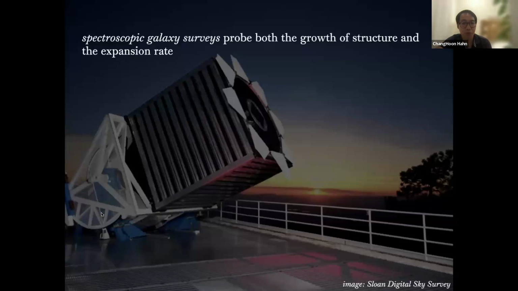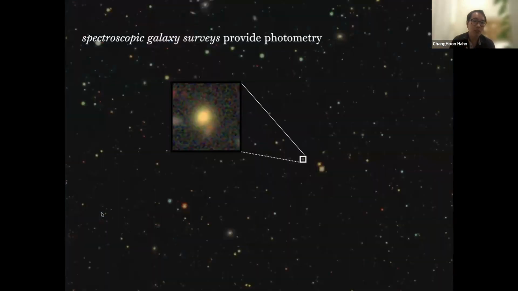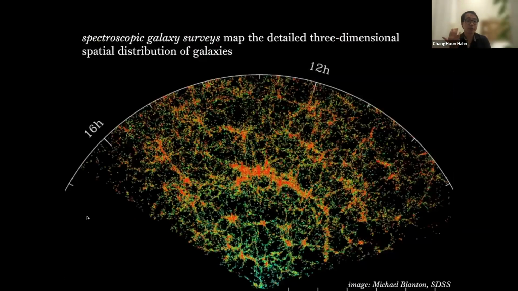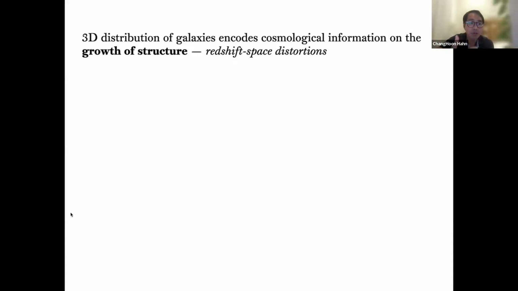So one way we can address both the S8 and H0 tension is with spectroscopic galaxy surveys that allow us to probe both the growth of structure and the expansion rate of the universe. Spectroscopic galaxy surveys provide the photometry, and they also provide spectra of galaxies that then allow us to produce detailed three-dimensional spatial distributions of galaxies like the one I'm showing you in the background here from SDSS. And aside from creating these beautiful maps, it also contains a tremendous amount of cosmological information. For instance, it encodes information on redshift space distortions that allow us to probe growth of structure.